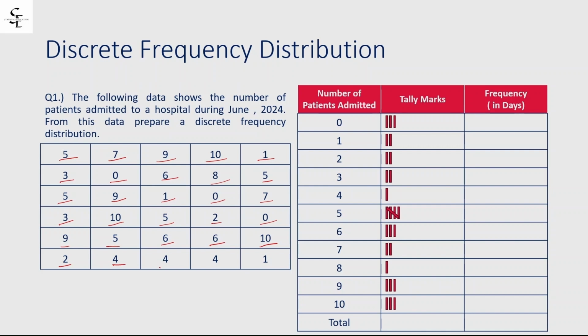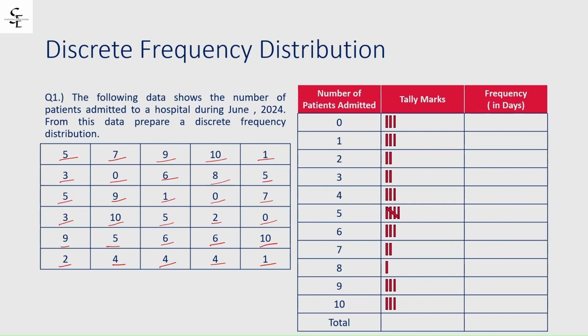The next value is again 4, so we will put another tally mark. The next value is again 4, we will put another tally mark against 4. And the last value is 1, so we will put a tally mark against 1. So we have marked all the observations. Now it's time to sum them and write the total marks in the frequency column.